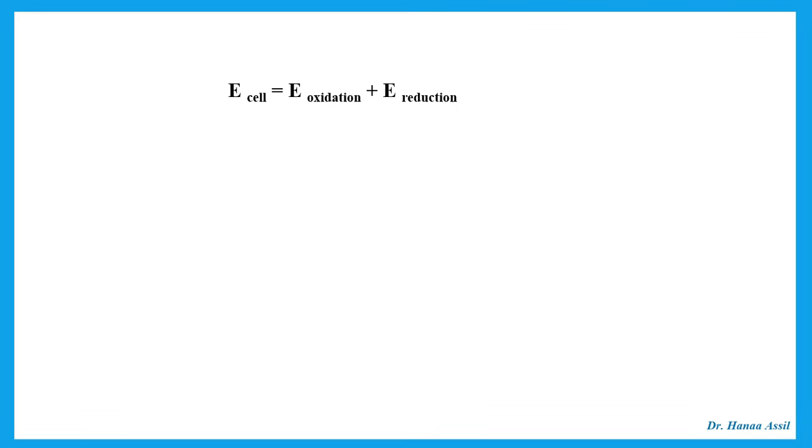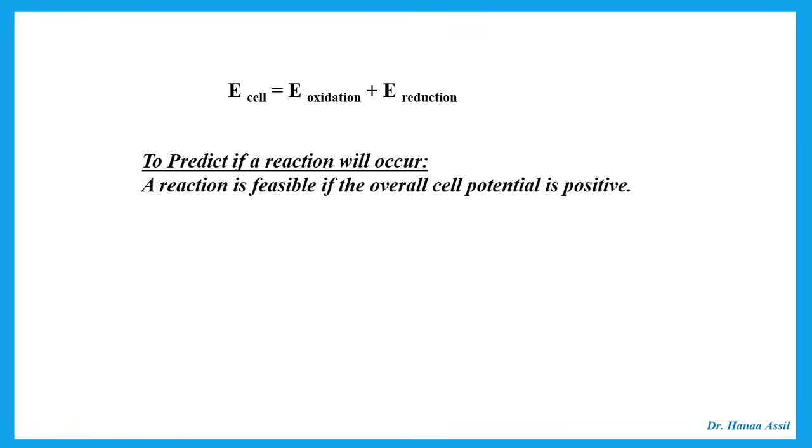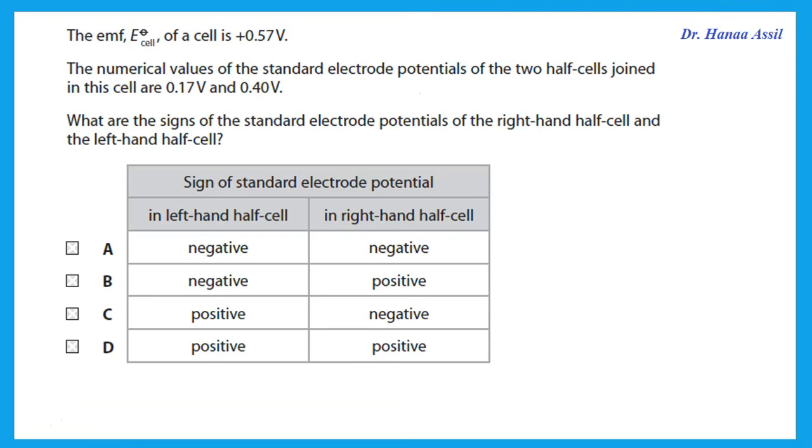Okay. Then, if we're required to calculate the total E cell, you should know that the total E cell is actually the total of the oxidation part plus the reduction part. And to know if a reaction is feasible, the overall E cell should be positive. So if we're asked whether it's feasible, we calculate the E cell. If it's positive, then it is feasible.